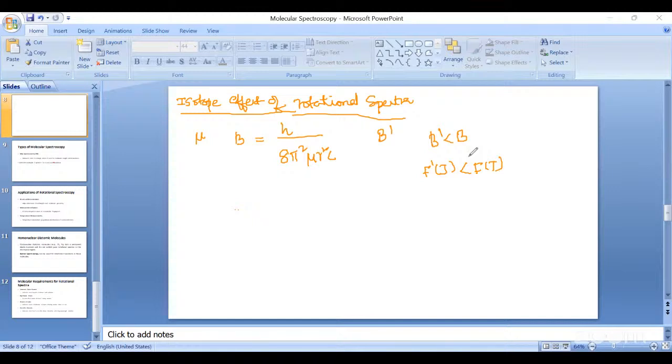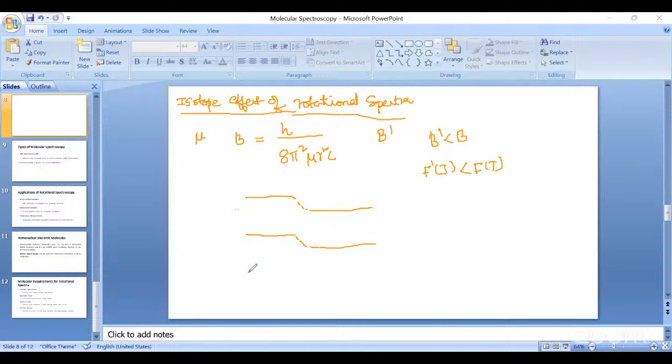Therefore, the separation of levels for the heavier isotope will be smaller than those corresponding to the levels of the lighter isotope. So generally, if you see the isotopic effect, it is in this manner. This is for F of J, and if you compare F dash of J, it is going to be smaller. Take another energy level, and it will be in this manner.